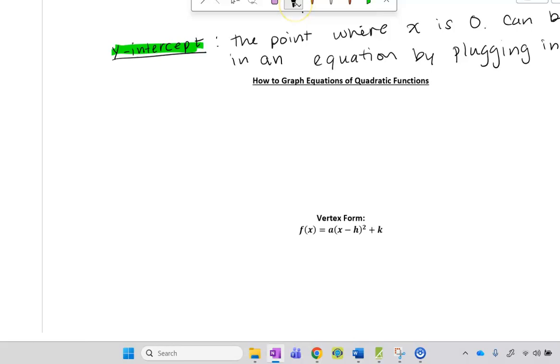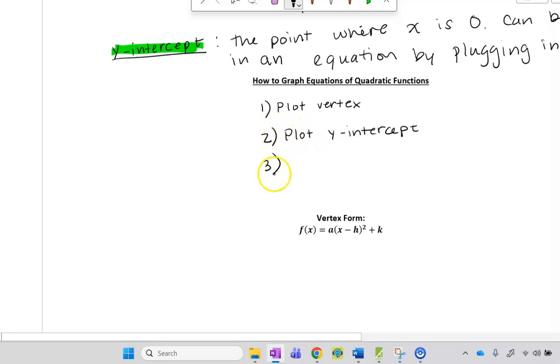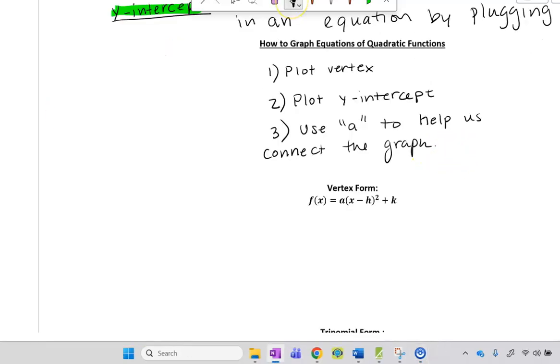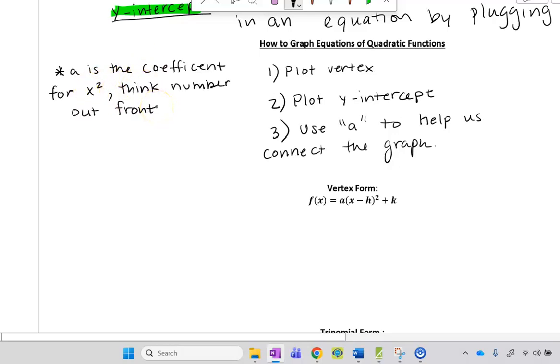So to graph a quadratic function, there's just a couple steps to make it quick with no table at all. Step 1 is to plot the vertex. Step 2, plot the y-intercept. Step 3, we're going to use a, which you'll see what I mean in a moment, to help us connect the graph. Off to the side, I'm going to have us make a little note about what a is. a is the coefficient for x squared. Think of it as the number that's out front.